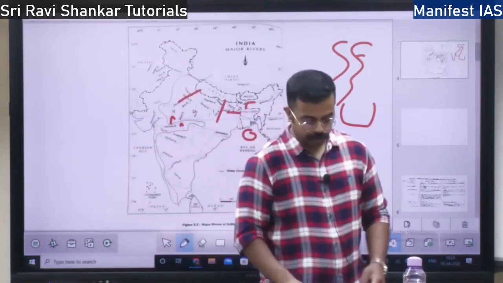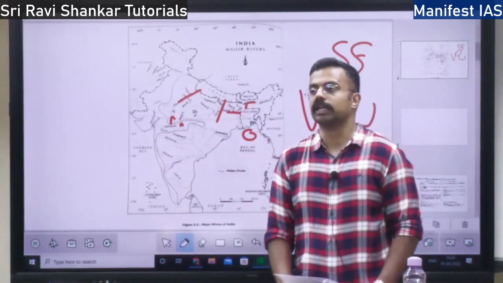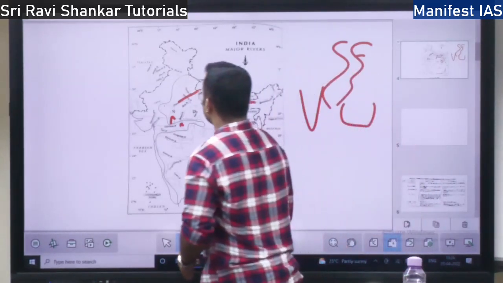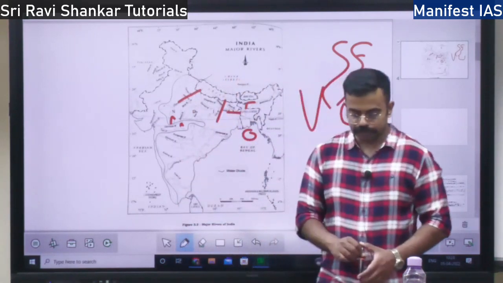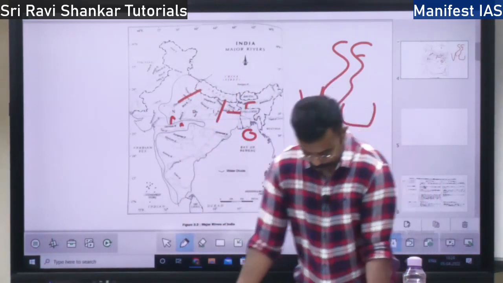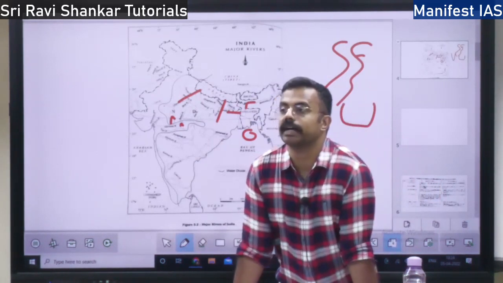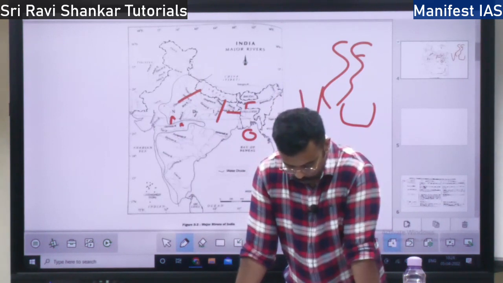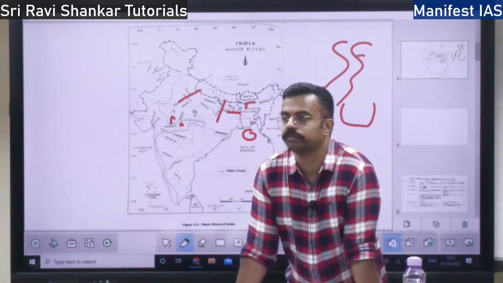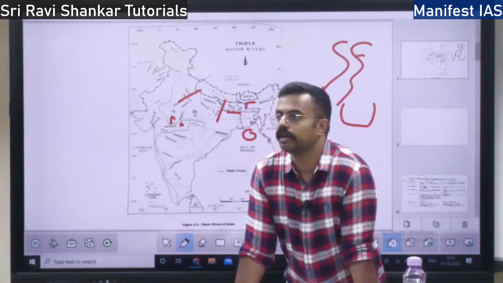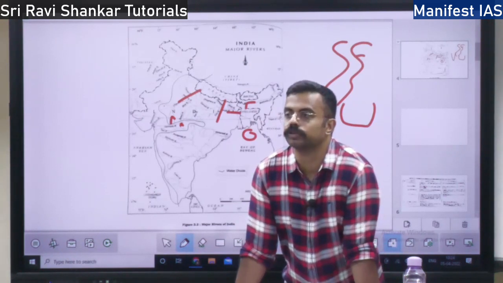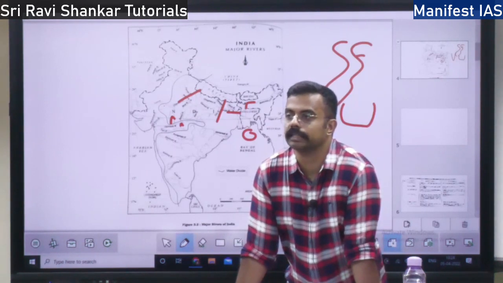Next, we will talk about the river systems. What are the rivers in the peninsular drainage? The first river is the Mahanadi River. So where does it originate? It originates in the Sihava region, Chhattisgarh. It flows through Odisha and goes into the Bay of Bengal, right? What is the length of the Mahanadi River? It flows through 851 kilometers. That is the length of the Mahanadi River.